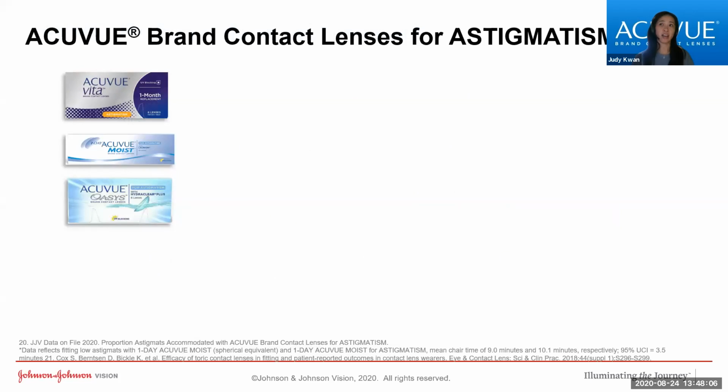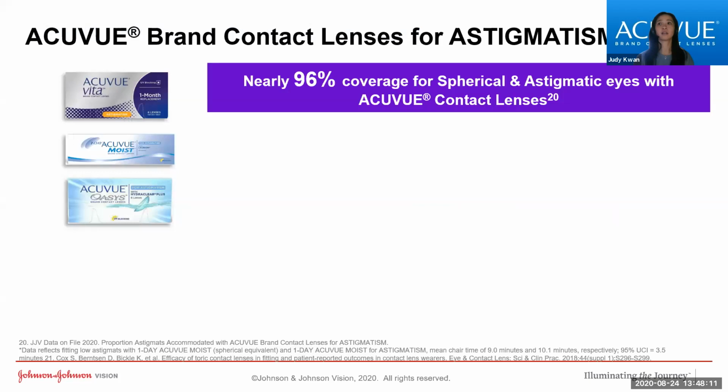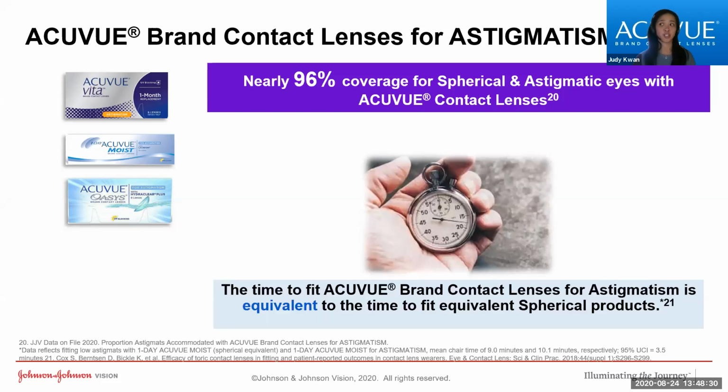So in terms of our AccuView branded contact lenses for astigmatism, it's actually very reassuring to know that both the spherical lenses and the astigmatic lenses can actually help provide some sort of correction for nearly 96% of all our patients within our database. It's also very interesting to note that fitting an astigmatic contact lens is actually very similar in timing to our spherical contact lenses in our AccuView brand.